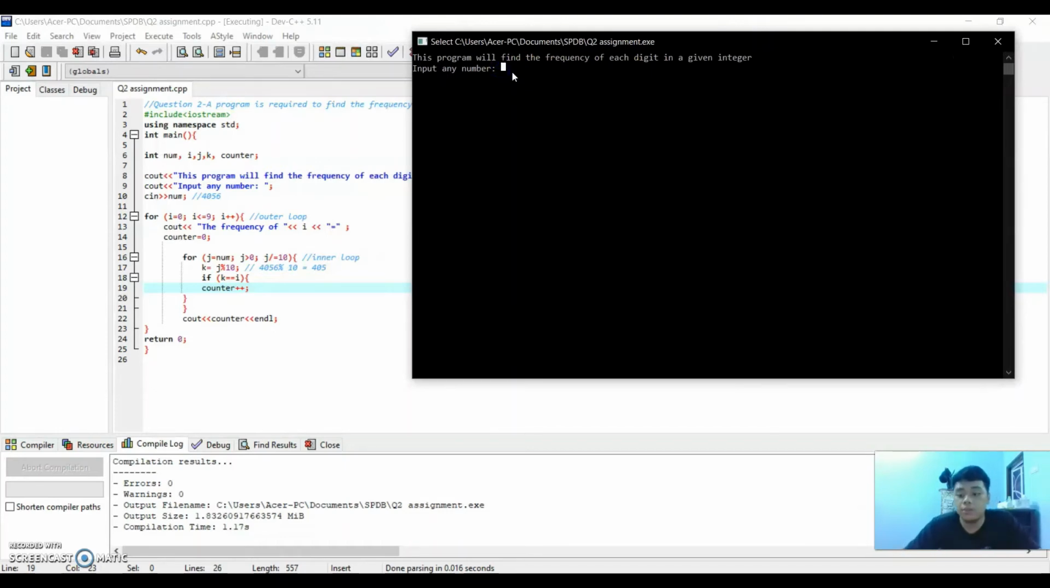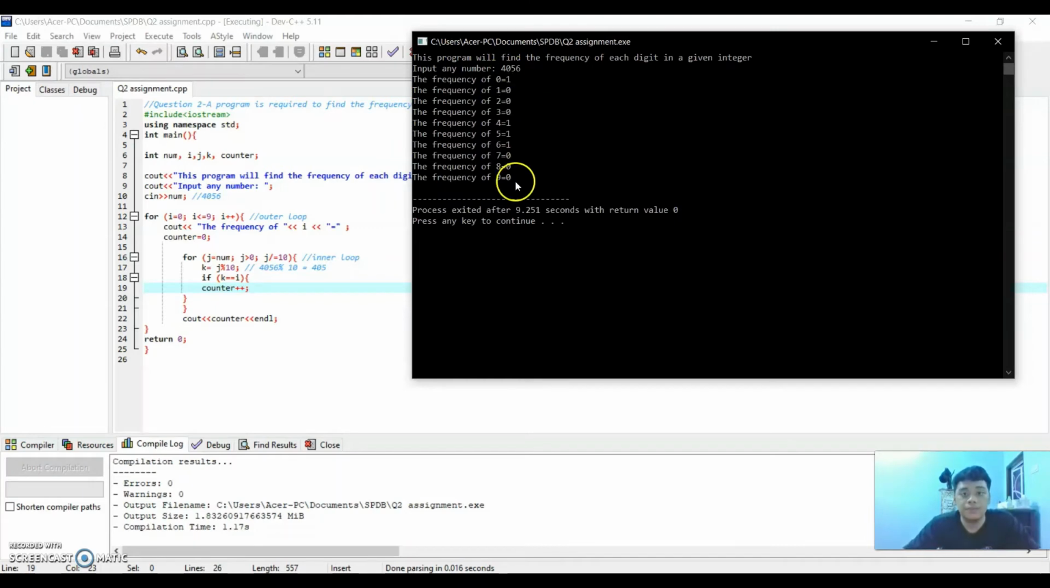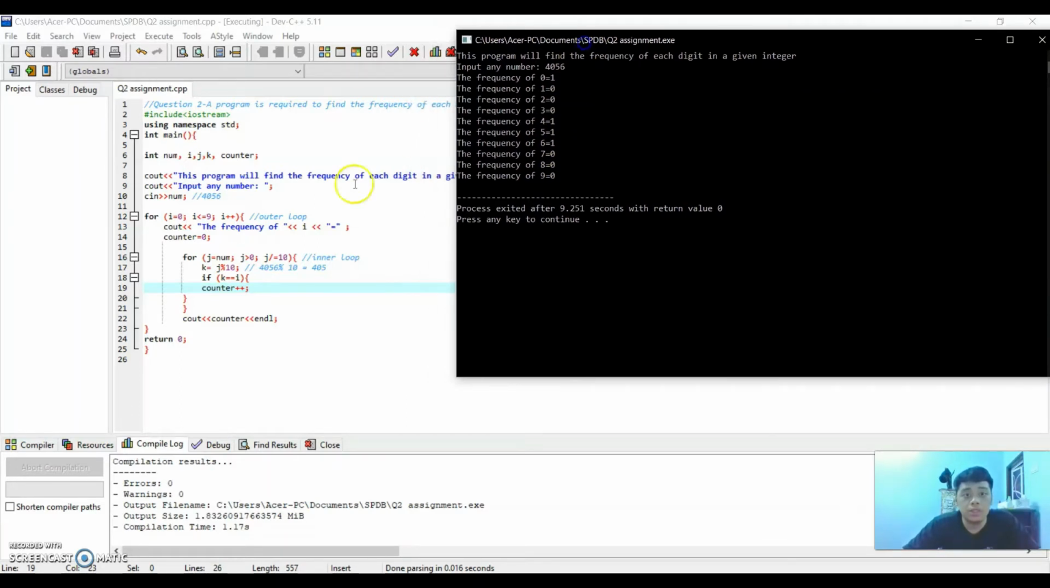So input any number, 4056, for example. So yeah, this is the output. The frequency of 0 is 1, the frequency of 4 is 1, the frequency of 5 is 1, the frequency of 6 is 1. Just like I said earlier, this is for this part, the frequency of I. This is for this part, the frequency of each digit. So that is all for question number 2.